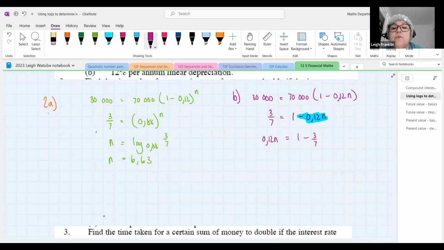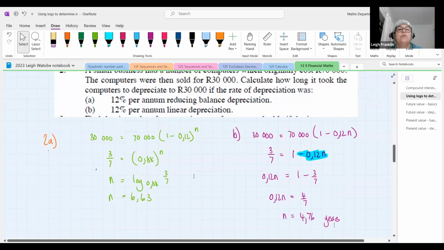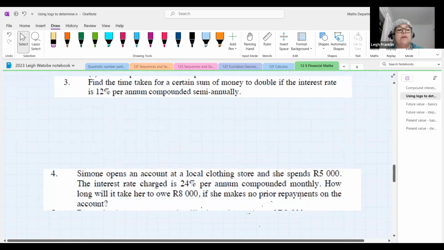So that's going to give you 0,12n. 1 minus 3 over 7 is going to leave you with 4 over 7. And then you would divide 4 over 7 by 0,12. And as a lot of you are saying, you're going to end up with 4,76 years in this particular case. All right. Good stuff. Well done. So no logs necessary in part B. Let's have a look at the next question.